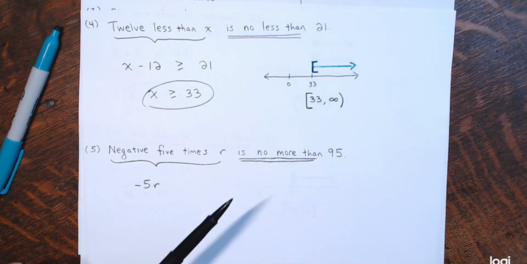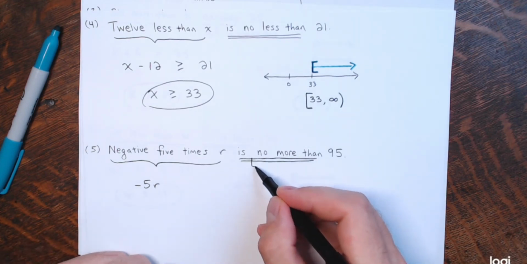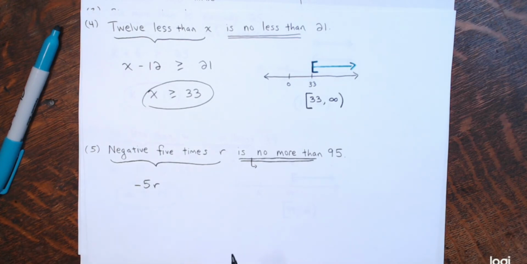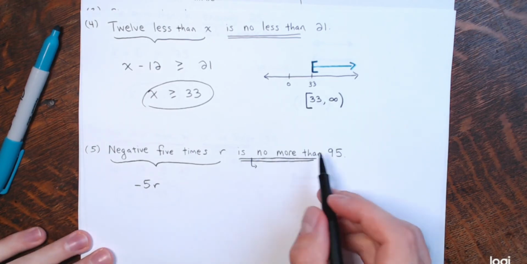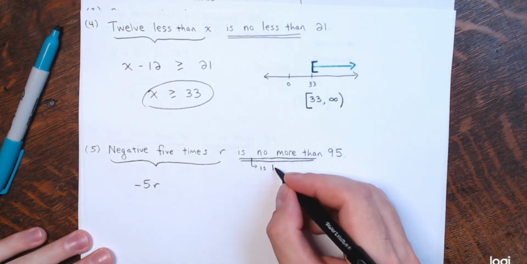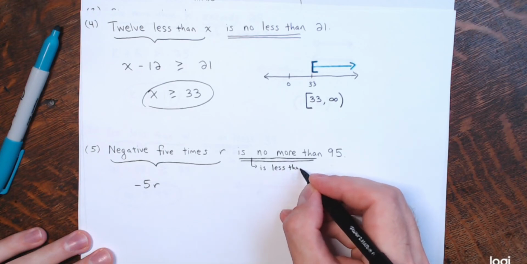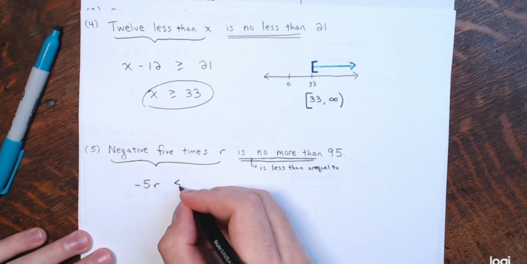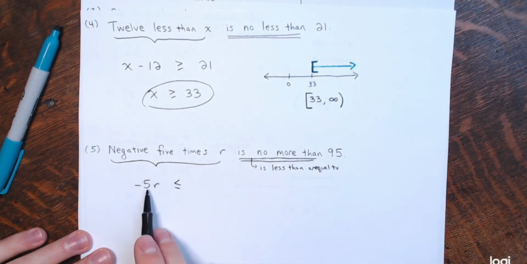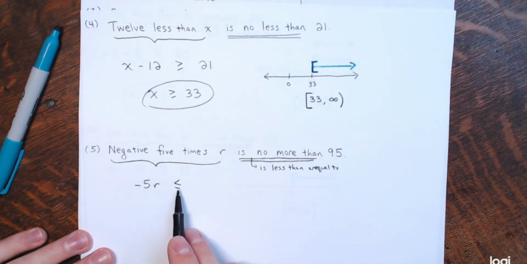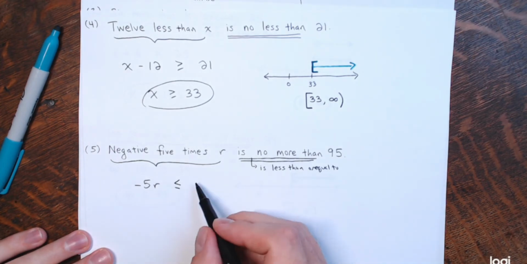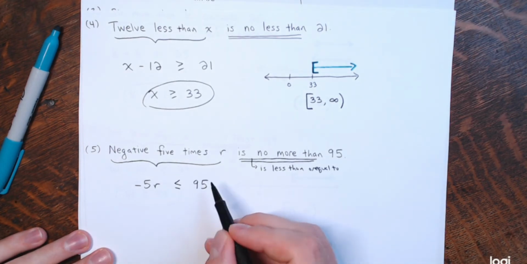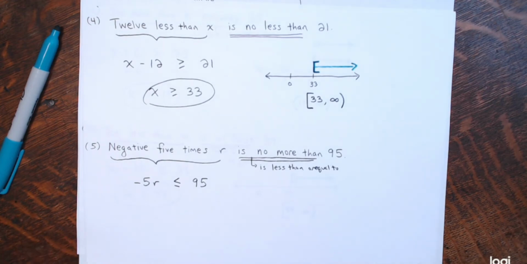Now, "is no more than" means is not more than, is not greater than. Now, if you're not greater than 95, that means you're less than or equal to. So "is no more than" means the same thing as is less than or equal to. Right, so we have negative 5 times r is no more than, right, is less than or equal to 95. And then we solve for r.